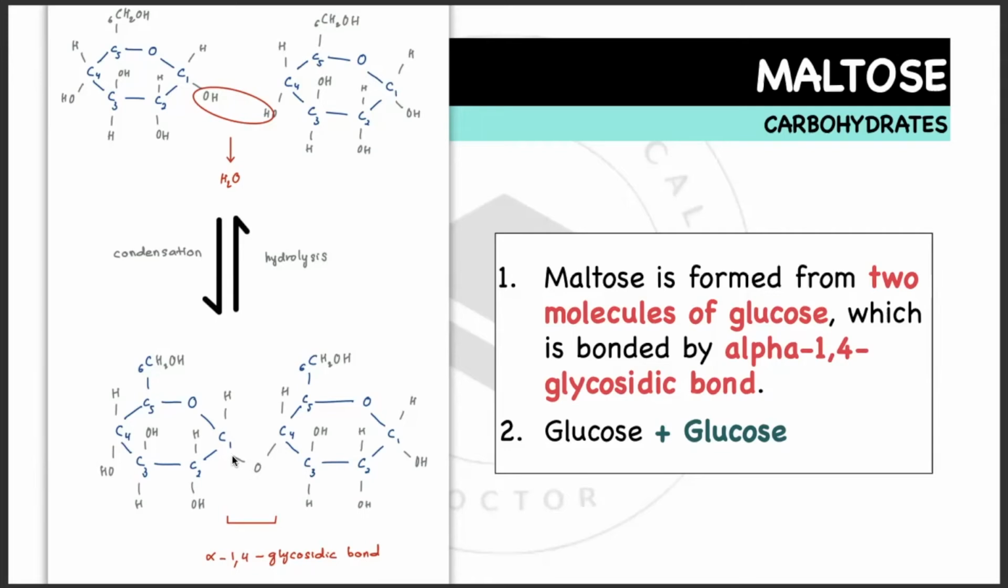Okay, so this part here is called alpha 1,4 glycosidic bond. It's a glycosidic bond. It's alpha because the structure over here that is being used is the alpha glucose, and 1,4 because it links carbon 1 of one monosaccharide, and also carbon 4 of the other, that's why it's alpha 1,4 glycosidic bond.